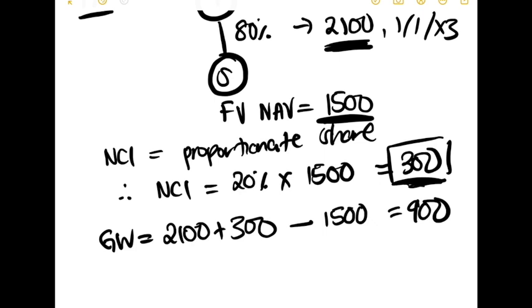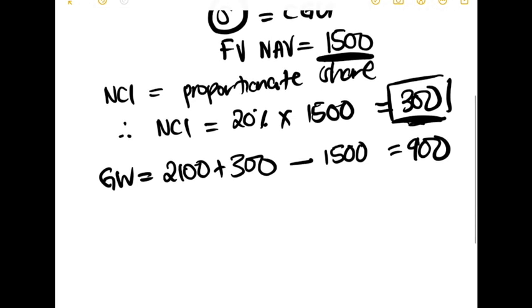The question then tells us that the assets of the subsidiary together are the smallest group of assets that generate cash inflows that are largely independent of the cash inflows from other assets or groups of assets. So that means that this subsidiary is a cash generating unit.